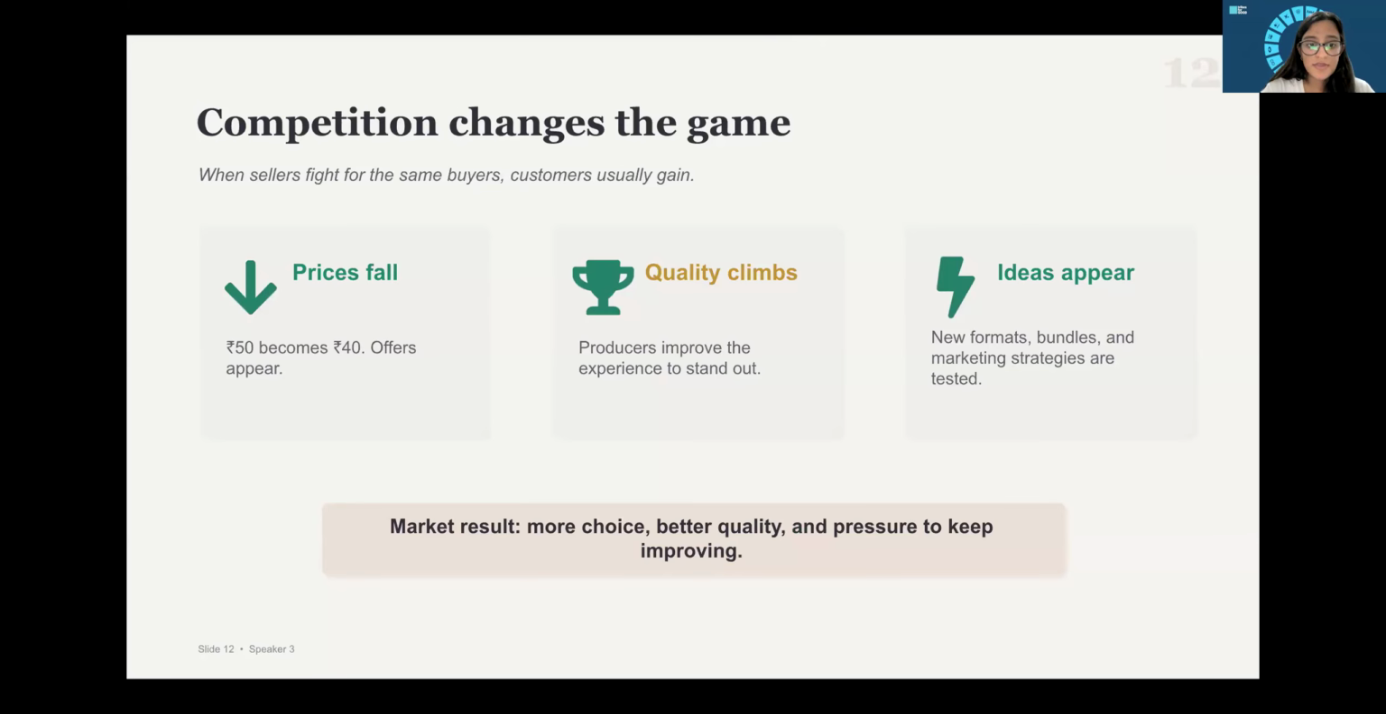Competition changes the game. Competition is what happens when multiple sellers chase the same customers, like when many brands are trying to cater to the same kind of audience. This can push prices down, raise the quality, and create new ideas. Think of theaters, streaming platforms, food delivery apps, or phone brands. Sellers have to ask what makes their product unique and why we as customers would choose them. That pressure often benefits customers as they get a larger variety, so more choices, better service, and better value.